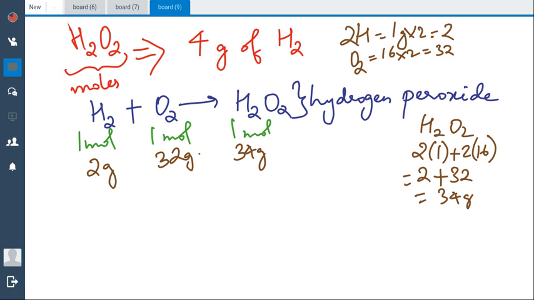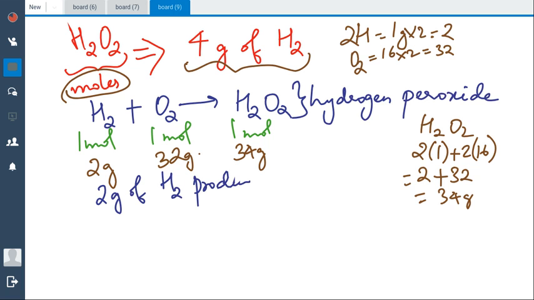Now, what is our question? According to our question, we need to calculate the amount produced by combustion of 4 grams of hydrogen. So, first we'll write 2 grams of hydrogen produces 34 grams of hydrogen peroxide.